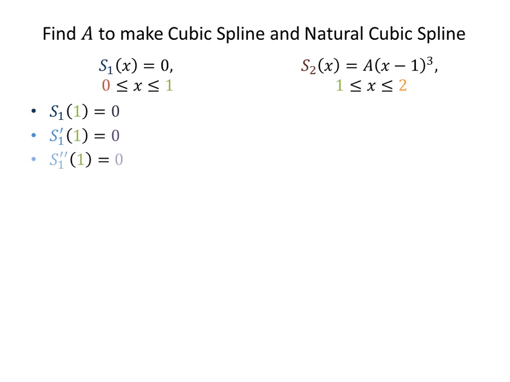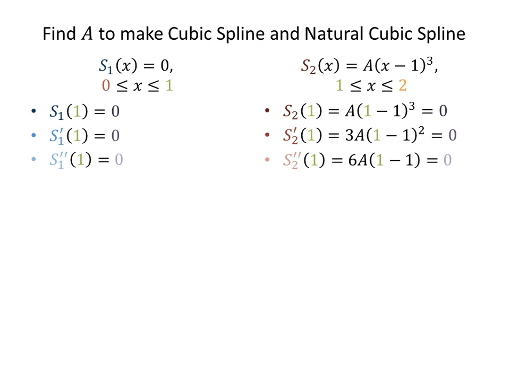Now let's look at our second equation. We set that equal to 0. Well, that doesn't tell us anything. The first derivative equal to 0 also doesn't tell us much. And the second equal to 0 also doesn't say much. When we say that a can be any value, this is saying that any value of a will make these two equations a cubic spline.